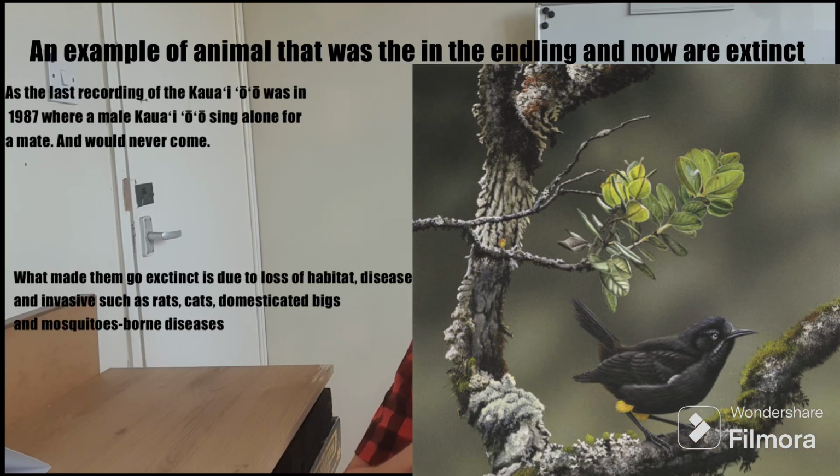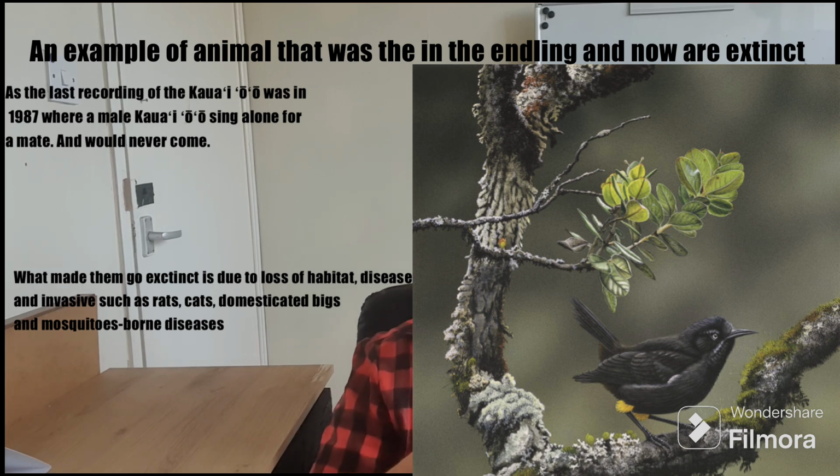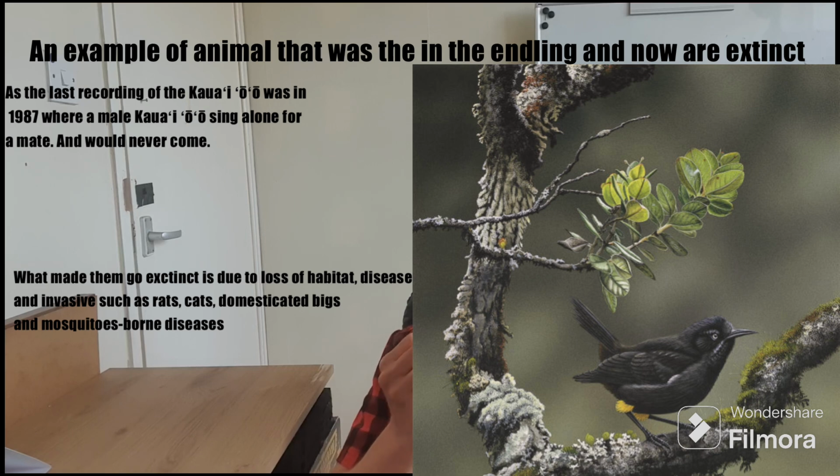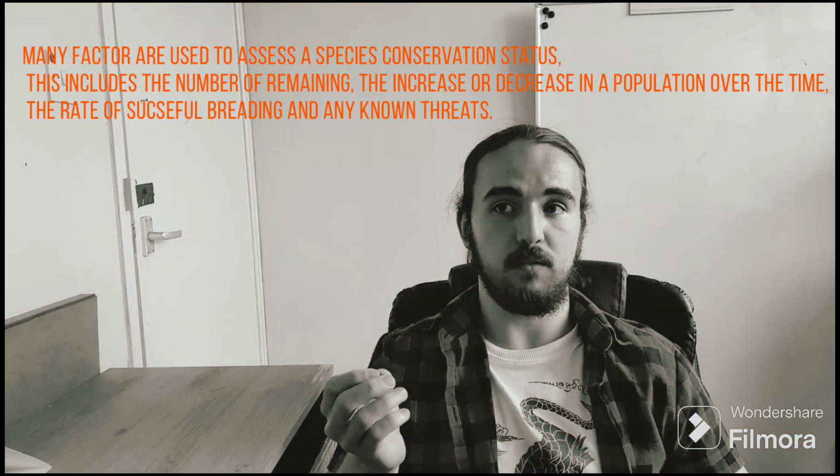Extinct is when the species is wiped out, gone, dead. However, there's also another version called endling, when a species is at its last remaining animal or plant or fungus, the last remaining animal to be left alive.